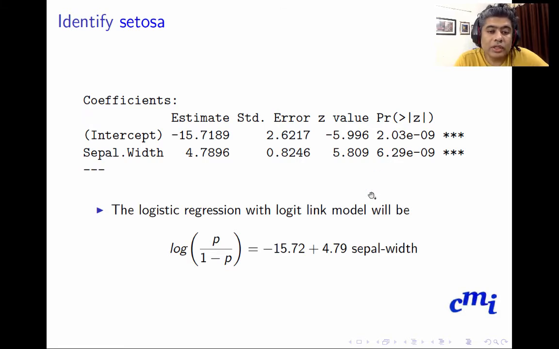The logistic regression with logit link model will be log of p over 1 minus p equals negative 15.72, rounded off to 2 decimal places, plus 4.79 times the sepal width.